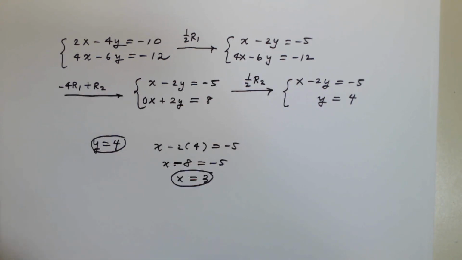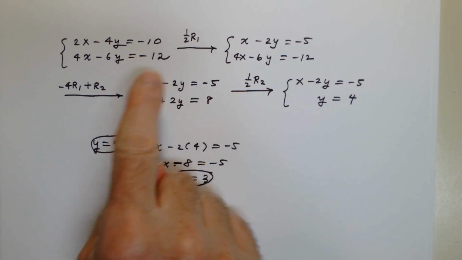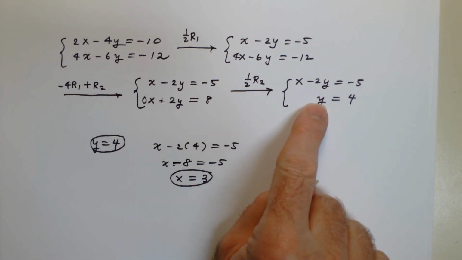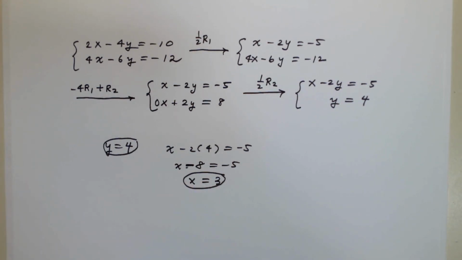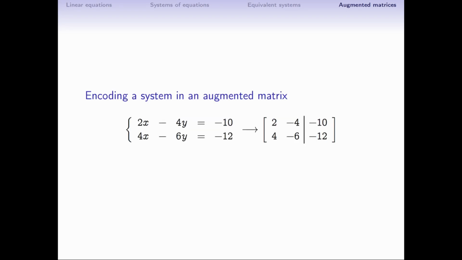So that's how we can use this notion of equivalence and these elementary operations to slowly take our original system down into something where the solution basically just reveals itself to us. Okay, let's head back to the course notes because I want to show you one additional thing that we can do to simplify things. Our last topic is augmented matrices. An augmented matrix is simply a way of encoding a system of equations.